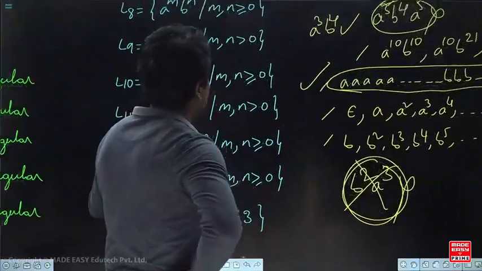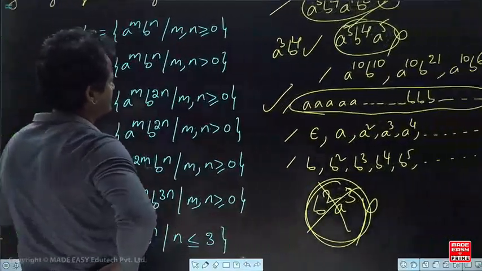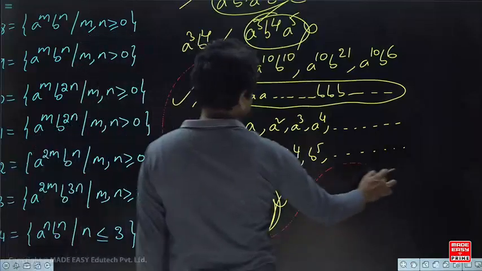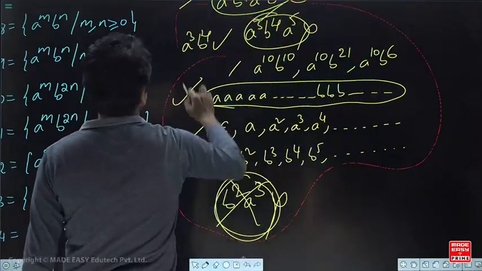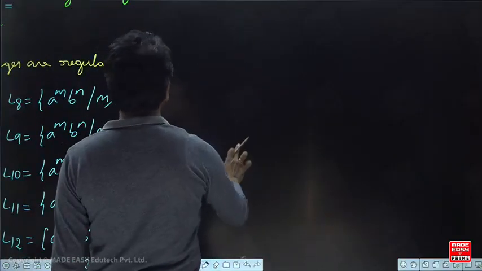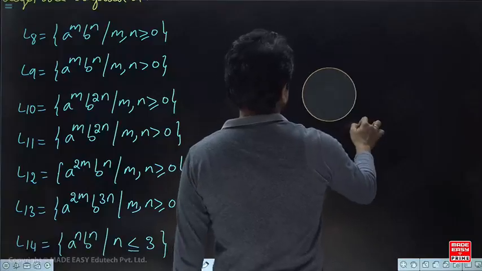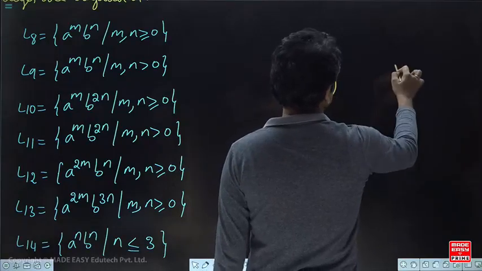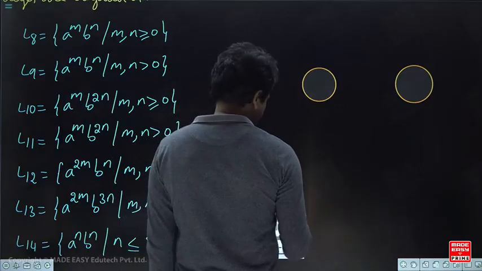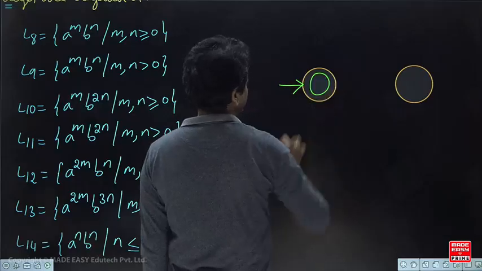So if you can construct a finite automata to accept every string of L8, then L8 is said to be regular. At the same time, it should not accept any invalid string. So guys, what is the smallest string? The smallest string is epsilon. Okay, accepted.